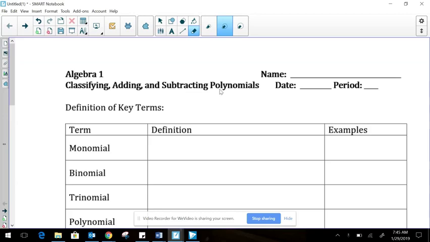Hi there. Today we are going to start our new chapter by classifying, adding, and subtracting polynomials. So before we get started, we have this chart up top with some definitions that we need to fill out. So the first one, monomial.